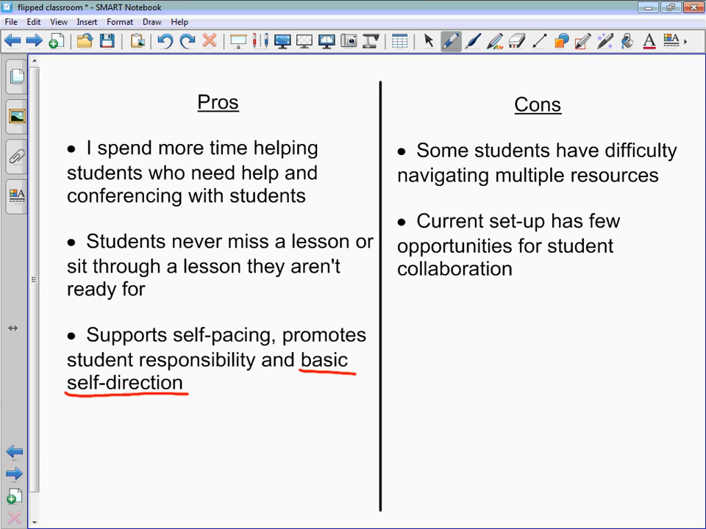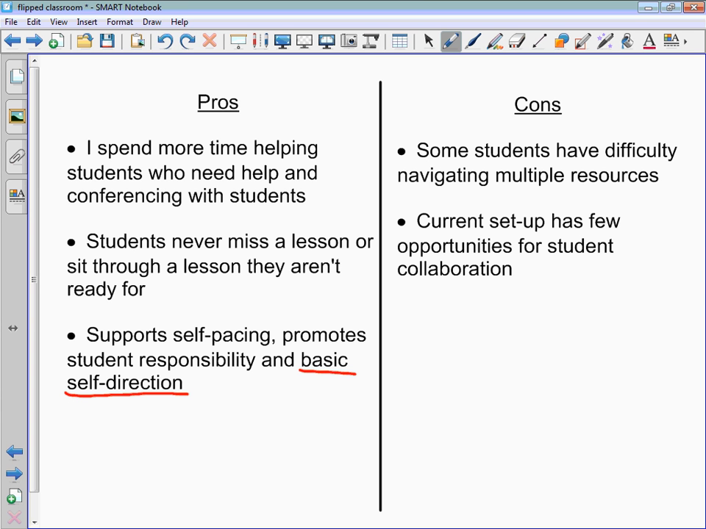Some of the cons. Some students have difficulty navigating all of these multiple resources. They're never entirely sure what they should be doing right then, or should they be watching an online lesson, should they be working out of the learning guide. Most students learn that. Some have difficulty with it. The biggest issue, though, is that the current setup has few opportunities for student collaboration. Basically, the students are working independently.